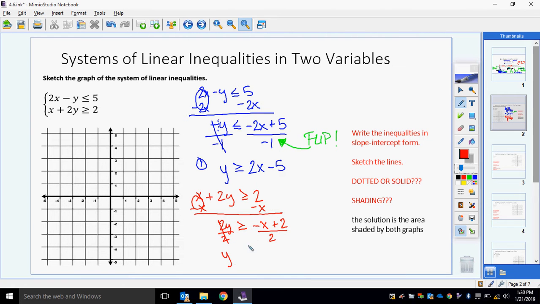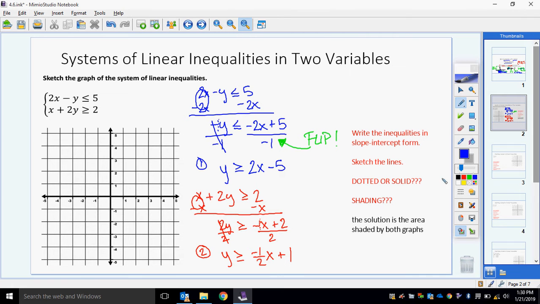And I'm just dividing by a positive number, so I don't need to flip my symbol. I have a negative 1x divided by 2, so I'm going to write negative 1 over 2x. And then a 2 divided by 2, that's a 1. So I have my second line.